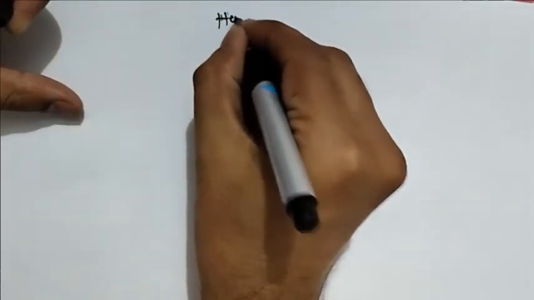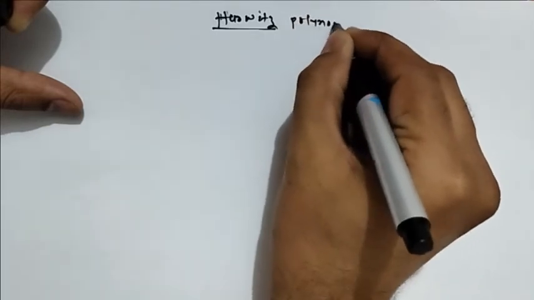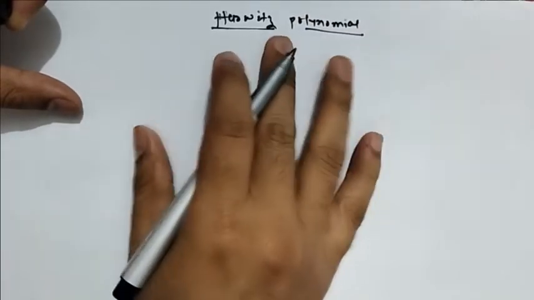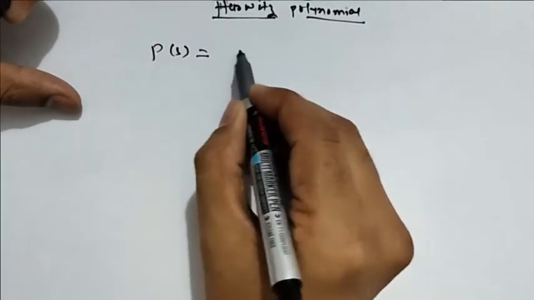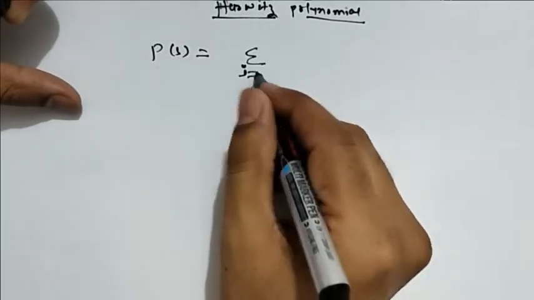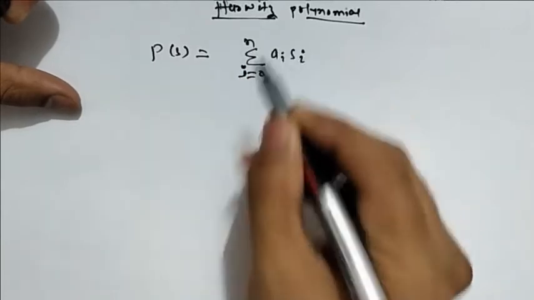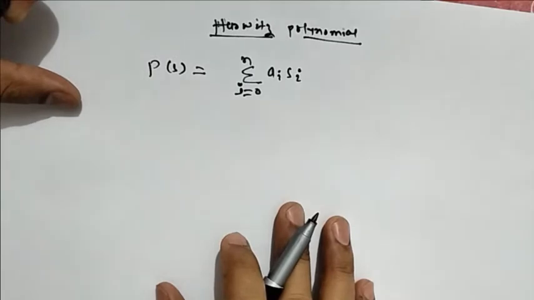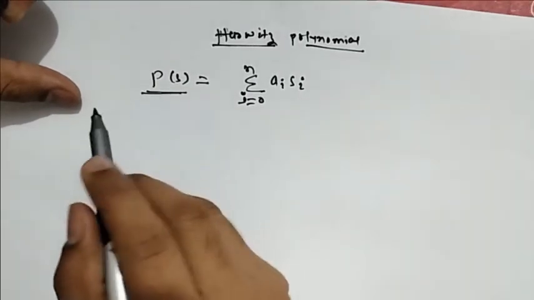Today we are going to see the Hurwitz polynomial. Now suppose P(S) is your Hurwitz polynomial, the sum of a_i s^i for i equal to 0 to n. This is a Hurwitz polynomial. What must be the case for the polynomial P(S) to be Hurwitz?